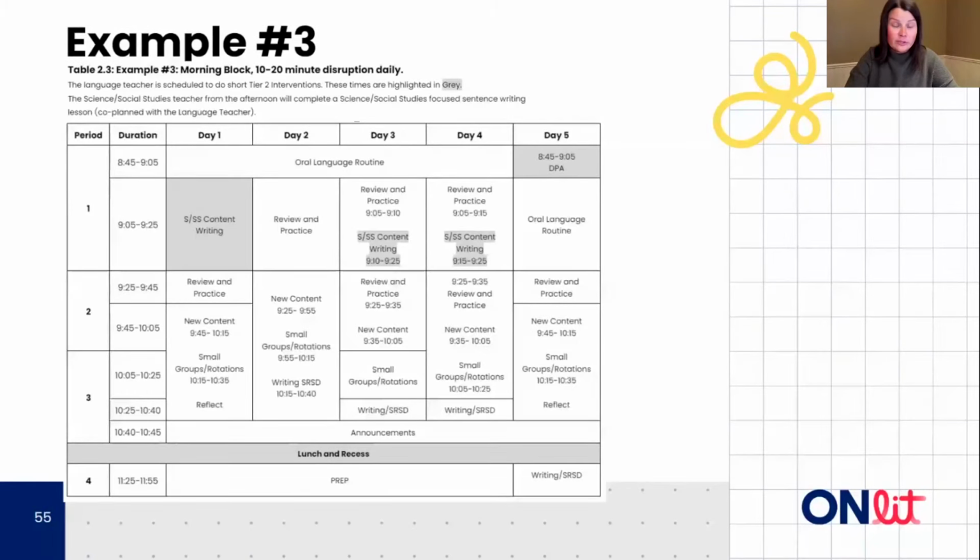In example 3, we have a unique situation. In this situation, the language teacher is scheduled to leave the classroom for 10 to 20-minute blocks of time to do reading intervention groups at a different grade level. The afternoon teacher for the class, who teaches math, science, and social studies, is covering this time. To make the time most effective for the students, they have decided to co-plan a sentence writing lesson that is integrated with the content they are learning in science and social studies. Together, they collaborate to make their writing practice align with their new learning in these other subjects. It will be tricky to collaborate, but with a clear scope and sequence and good communication, they can do it.